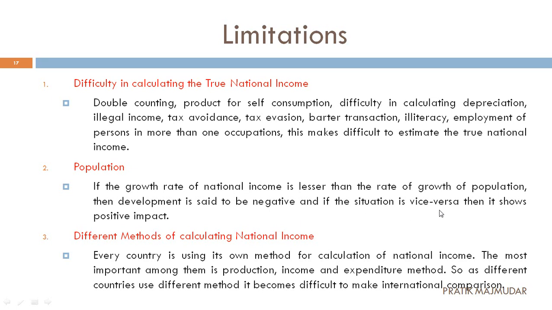Then the same, vice versa situation: when the national income is increasing but the population is not increasing in that way, it will show a positive impact. So this is again a limitation. We are not going to calculate the population every year. We calculate the census at the end of every 10 years. So there is again a difficulty, and this is a limitation of this particular national income calculation.